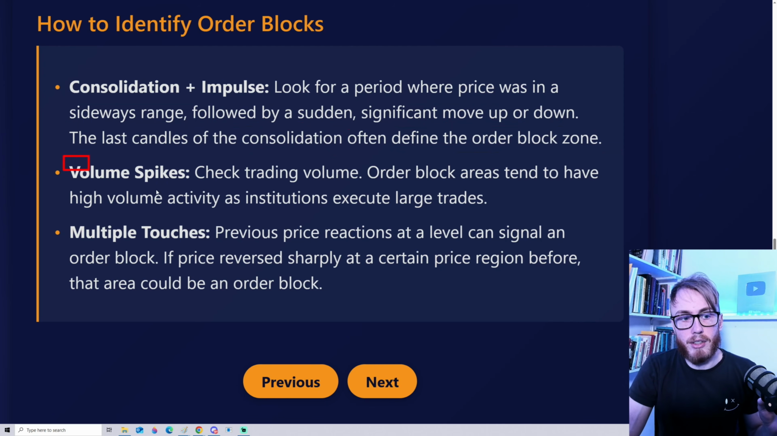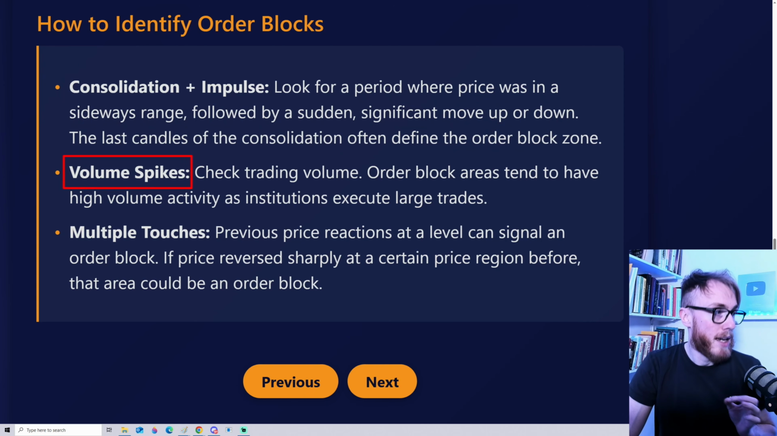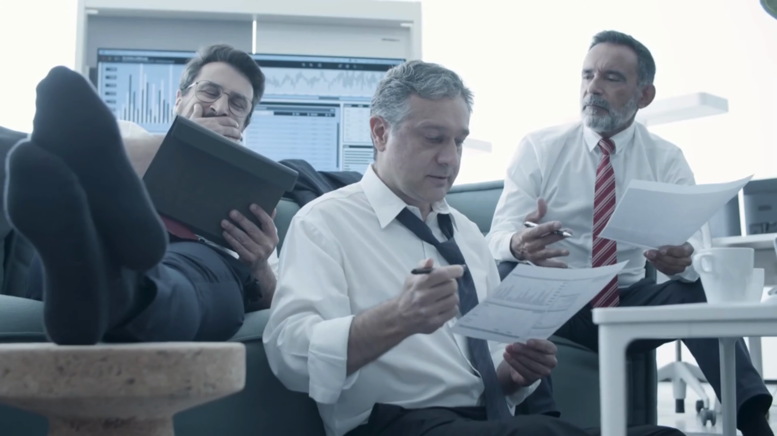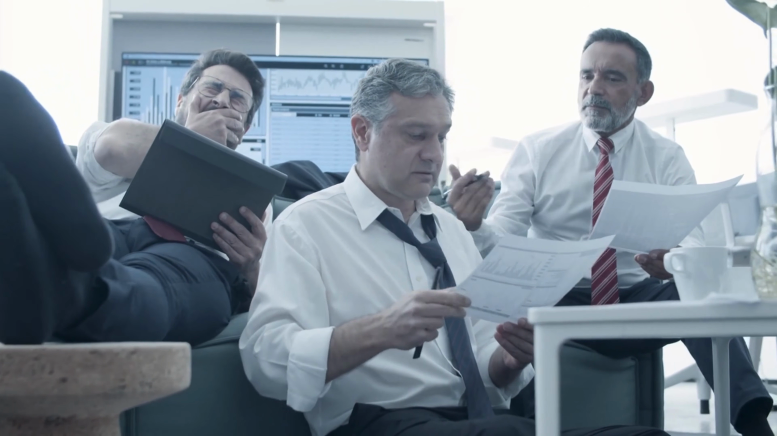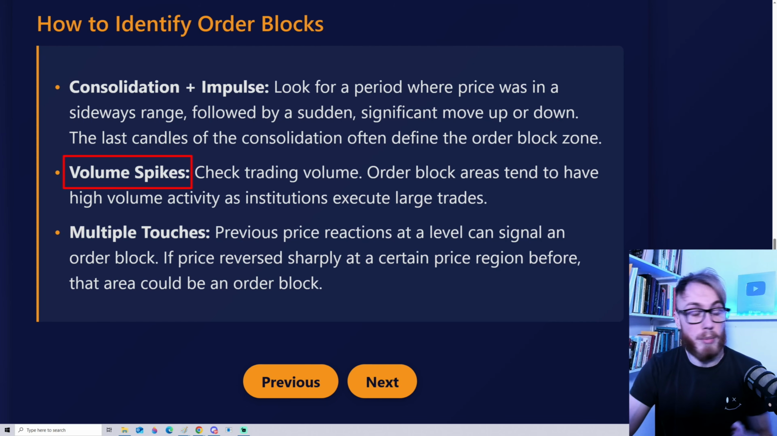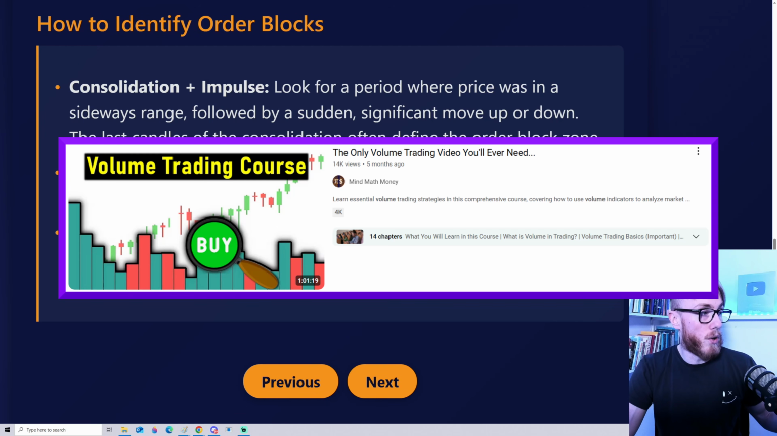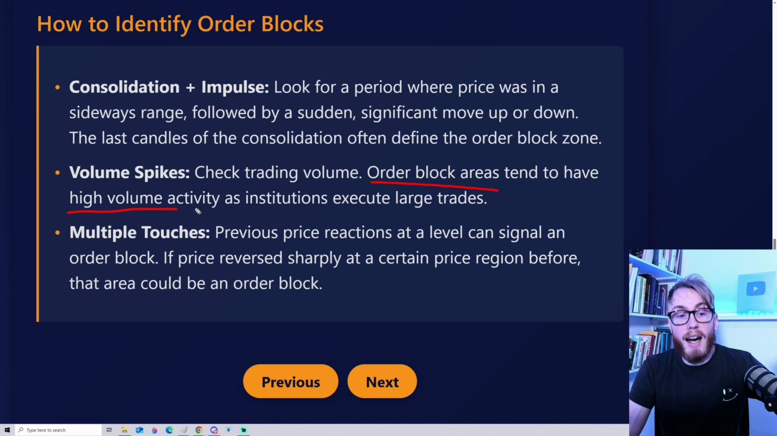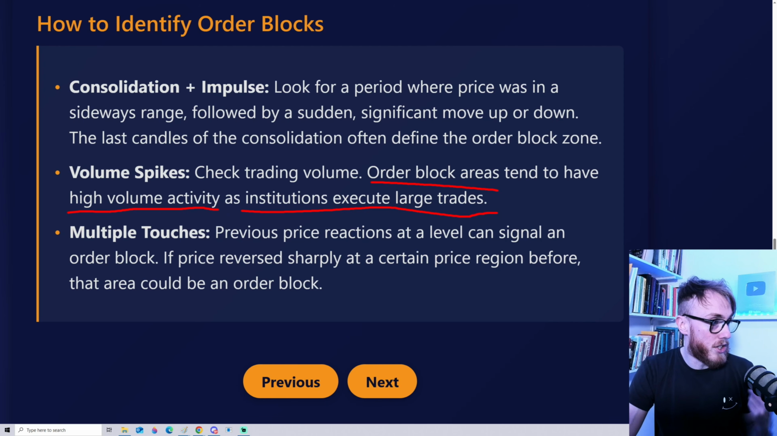Another very key thing to look out for is volume spikes, because if we think that smart money, or in other words banks and the big boys, have actually traded on a zone and created an order block, we need to see evidence of trading volume. So if this is a real order block, we want to see high volume on that zone. As you can see, order block areas tend to have high volume activity as the institutions execute their large trades.